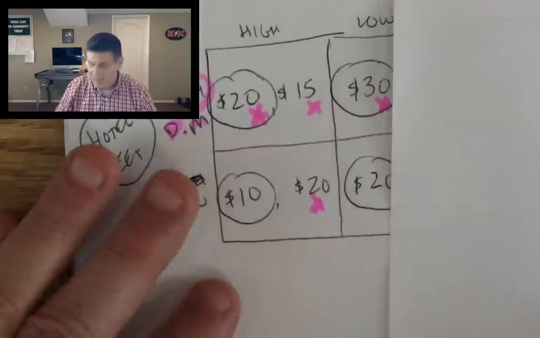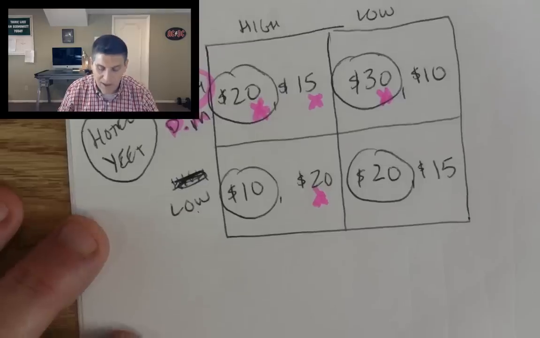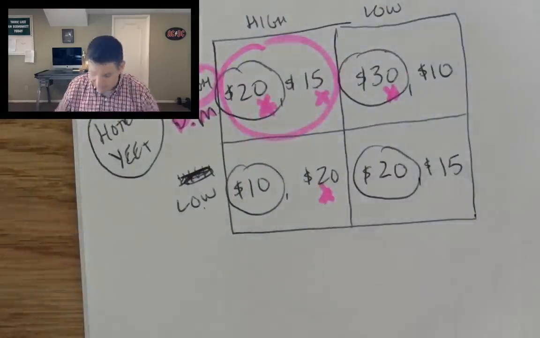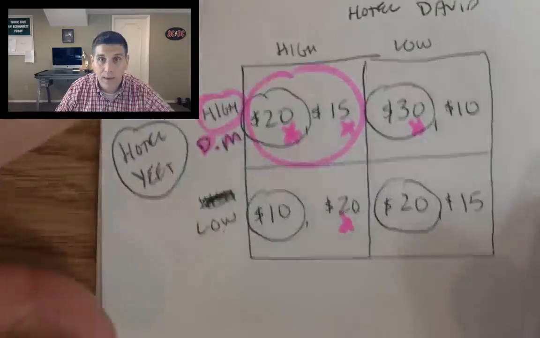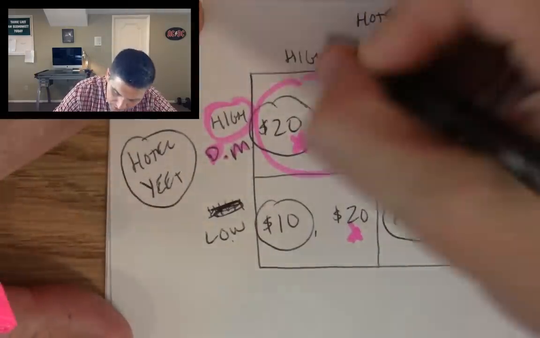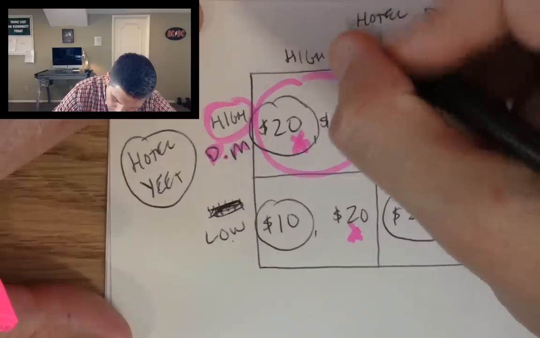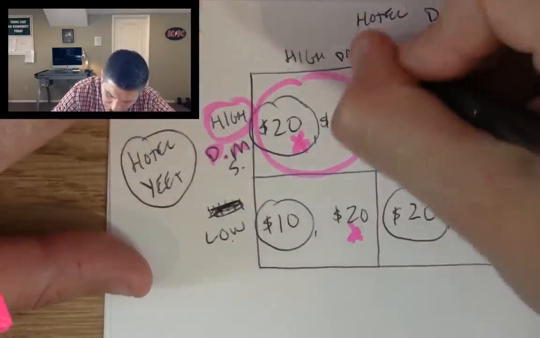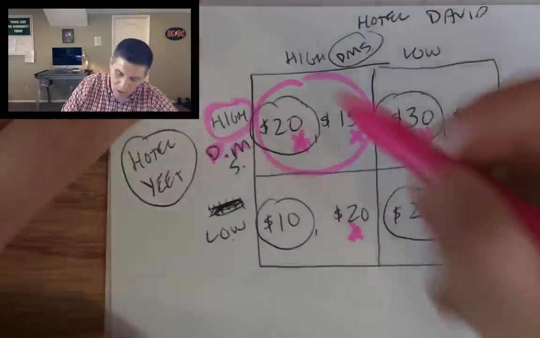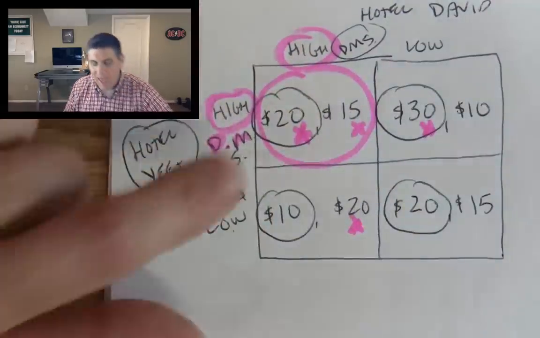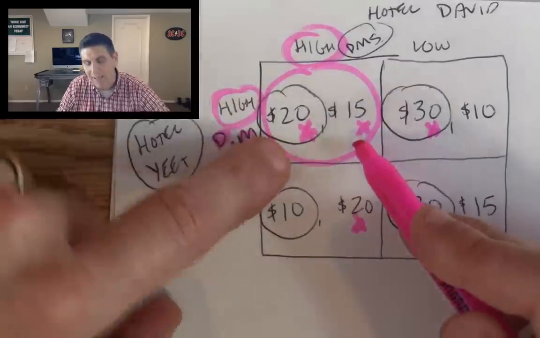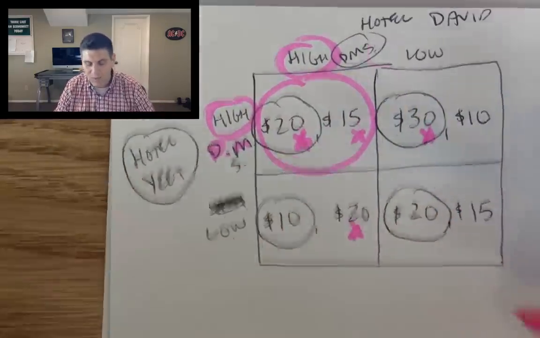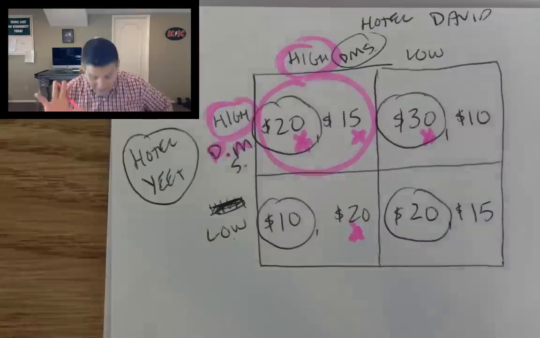Now, in this case, and I happen to put these numbers in relatively random, wherever these stars line up, oh, by the way, I got to write this down. The dominant strategy, DMS, for Hotel David is high. And if they both have a dominant strategy in high, then no doubt about it, they are both going to end up pricing high, and that's where they're going to end up. Done.